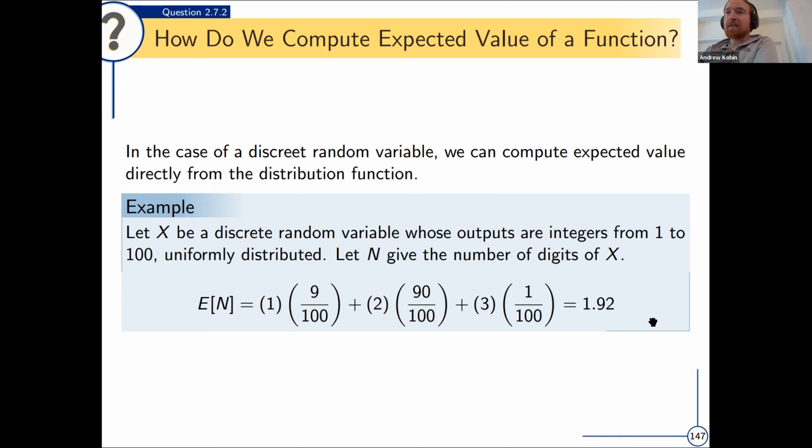So, take this back to dinner with your family next time and say, how many digits on average should you expect from a number from 1 to 100? And they'll say, what the hell are you talking about? And you can say, well, the answer is 1.92 if you're curious.